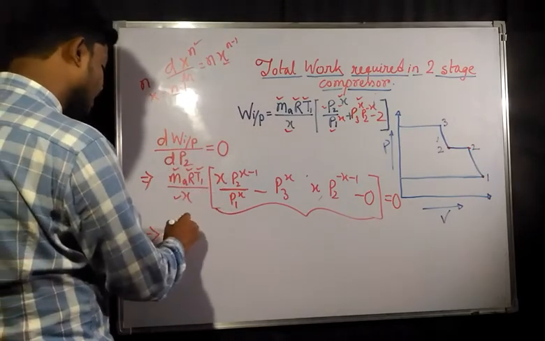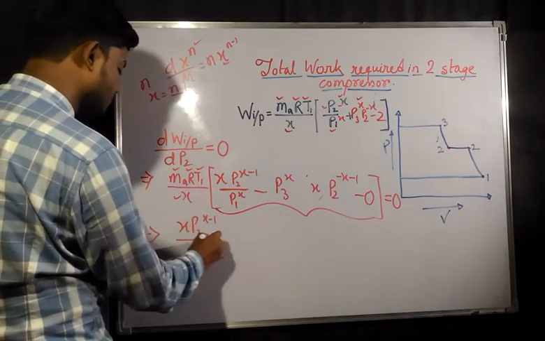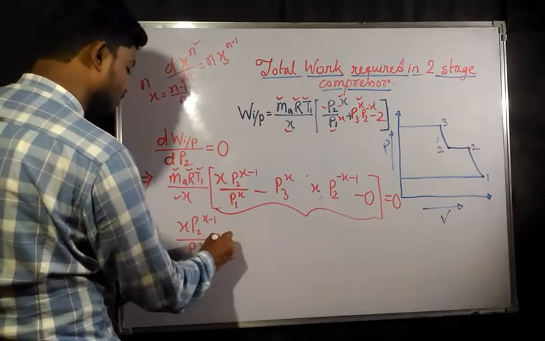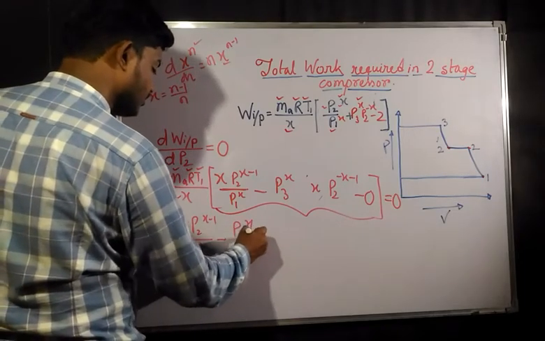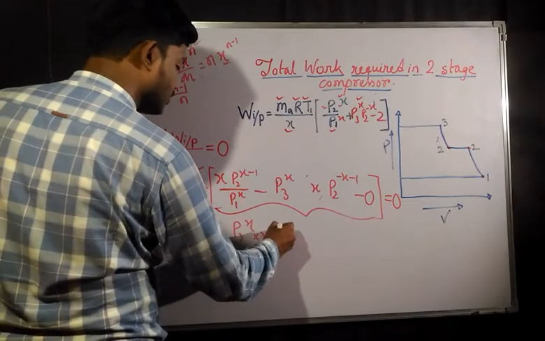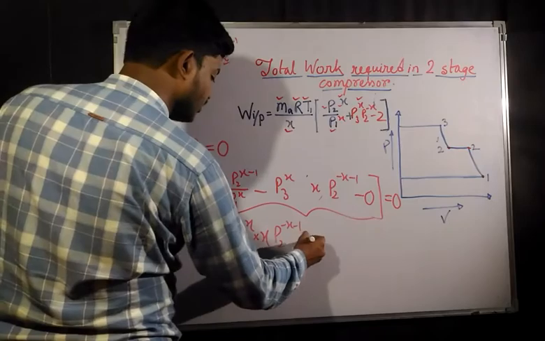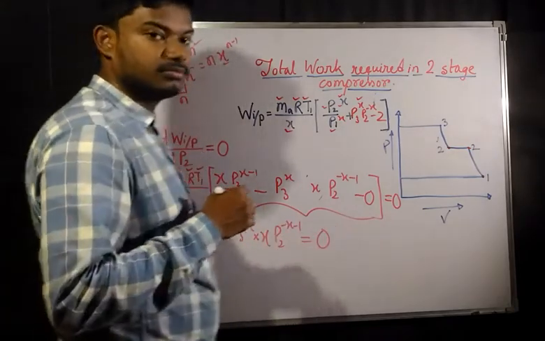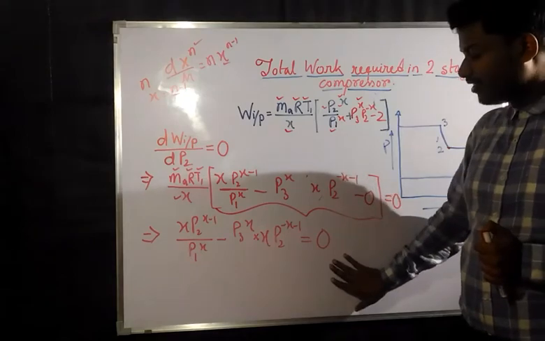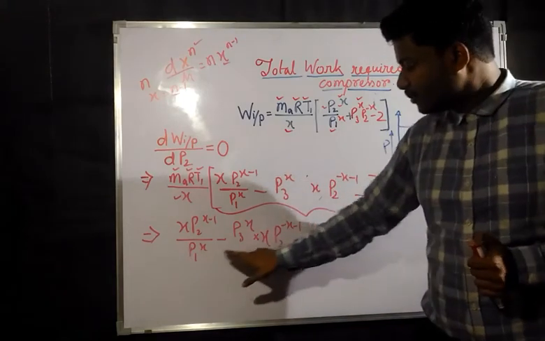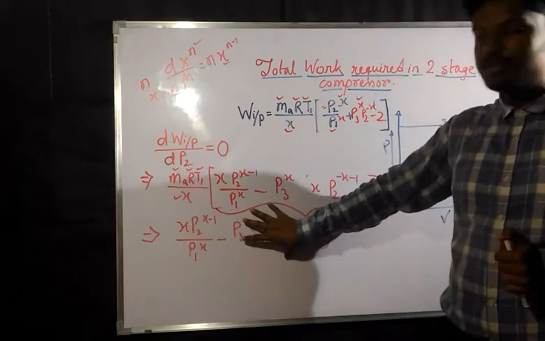So if you write this, what is it going to be? x into p to the power x minus 1 by p1 to the power x minus p3 to the power x multiplied by x into p2 to the power minus x minus 1, equal to 0. This is the final condition we are getting. Now this minus this is going to be equal to 0. That means this is equal to this.